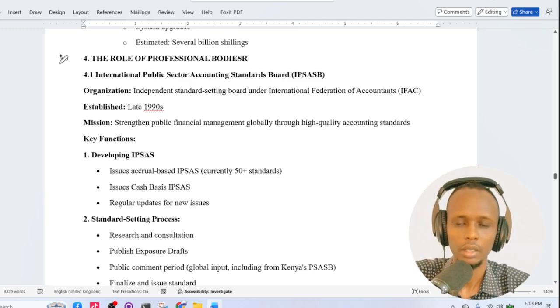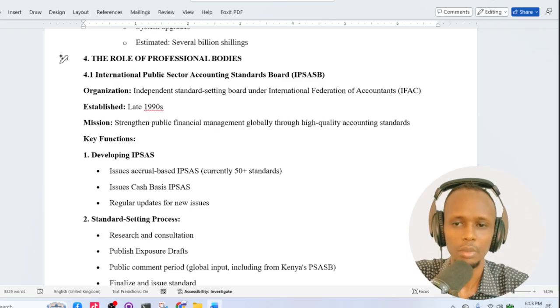Welcome again. So, we will discuss the role of professional bodies. This is Chapter 1, Section 4: International Public Sector Accounting Standard, IPSASB. So, this IPSASB, ours is called PSASB, Kenya. So, IPSASB is the independent standard setting board under IFAC.